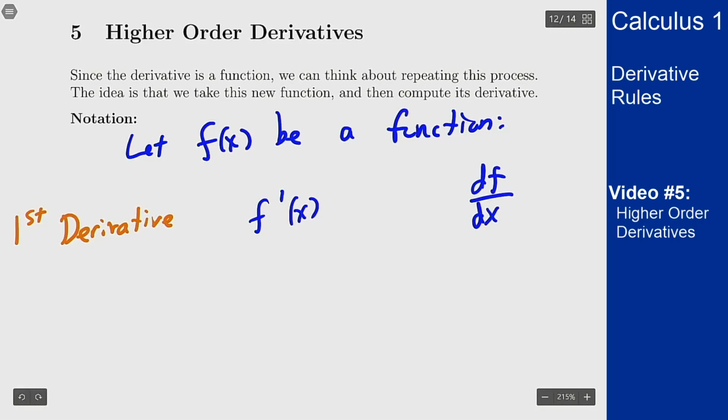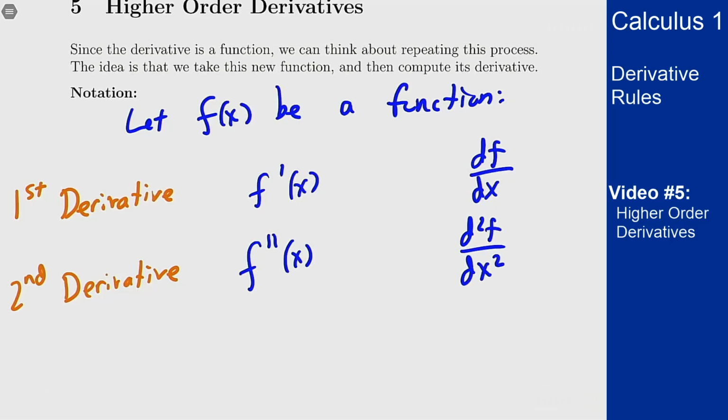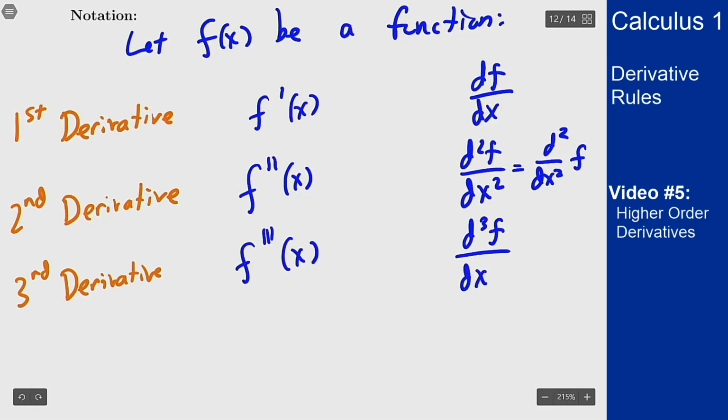We can then go further. So if I want to take the derivative of the derivative, I then get to what's called the second derivative. And that's written f double prime of x, or d squared f dx squared. Watch where the 2's go in here. The reason why this is the way it is because this is the same thing as saying d squared dx squared, so two derivatives applied to f. That's why the notation is the way it is. You can continue. Third derivative, f triple prime of x, or d cubed f dx cubed.